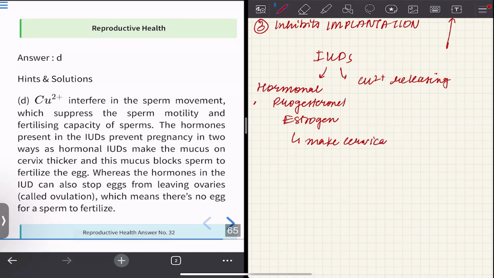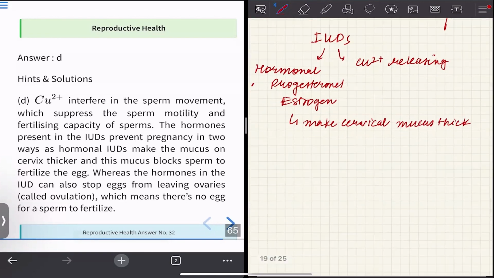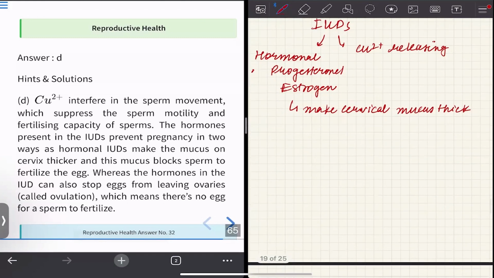They thicken the cervical mucus, and this mucus blocks the sperm from fertilizing the eggs, whereas it also prevents ovulation. Okay. So these are the mechanisms by which hormone containing intrauterine devices work.